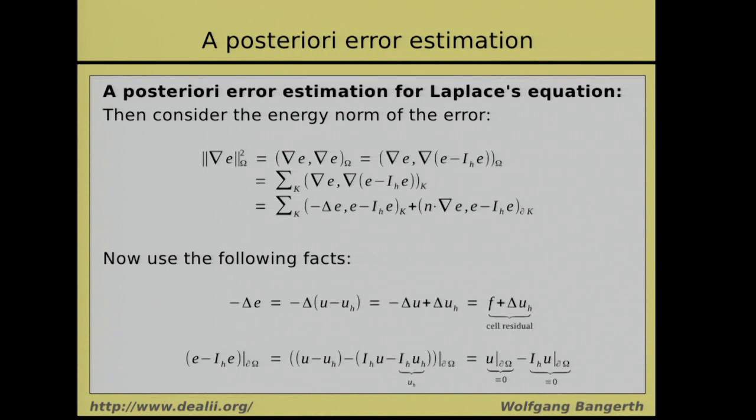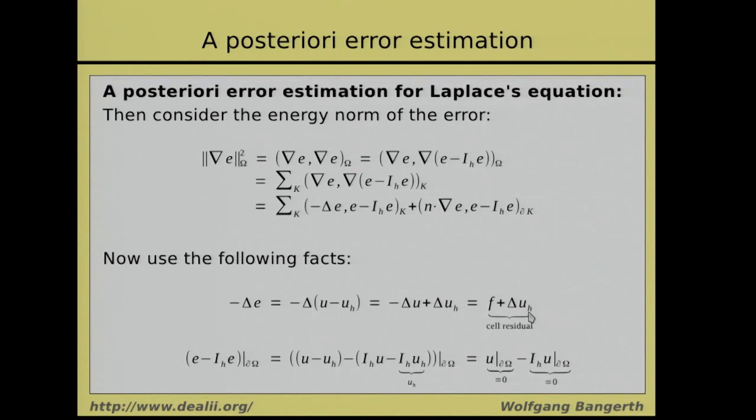So residual means something that remains. Of course, if UH was the exact solution, so if I could find the exact solution somehow, then the residual would be 0, because F plus Laplace U is 0, but F plus Laplace UH is typically not.